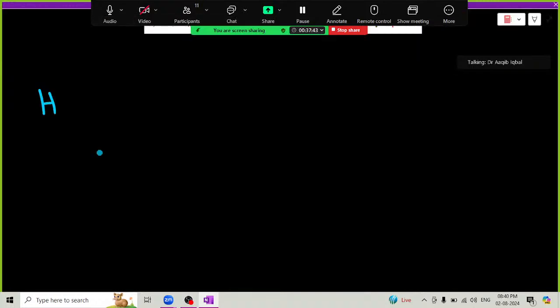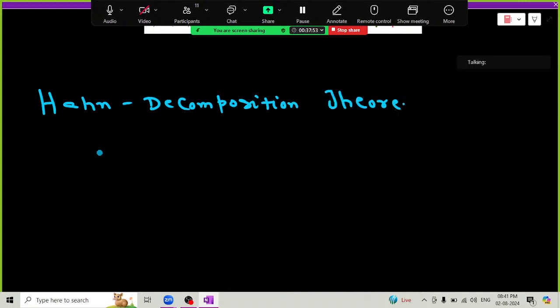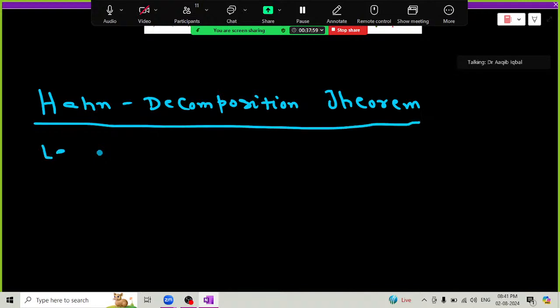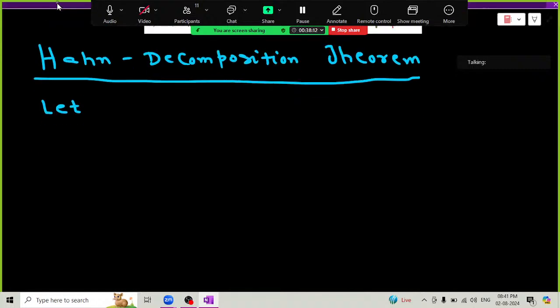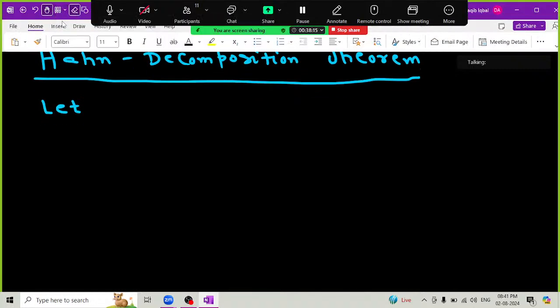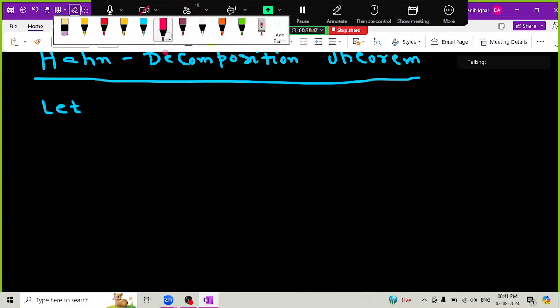This is the Hahn decomposition theorem now. Statement is this. ये statement technically we say it's a mouthful. लंबा चौड़ा स्टेटमेंट है इसका, ये वो आप देखेंगे.